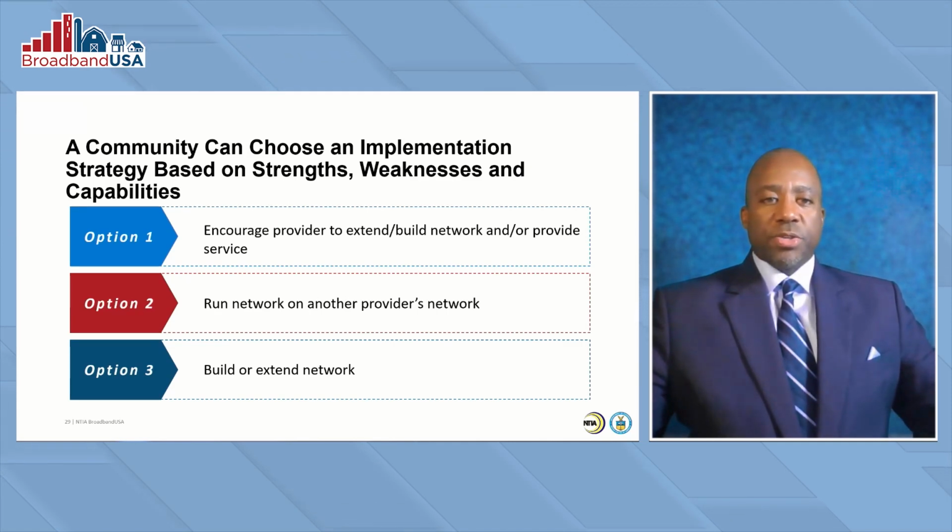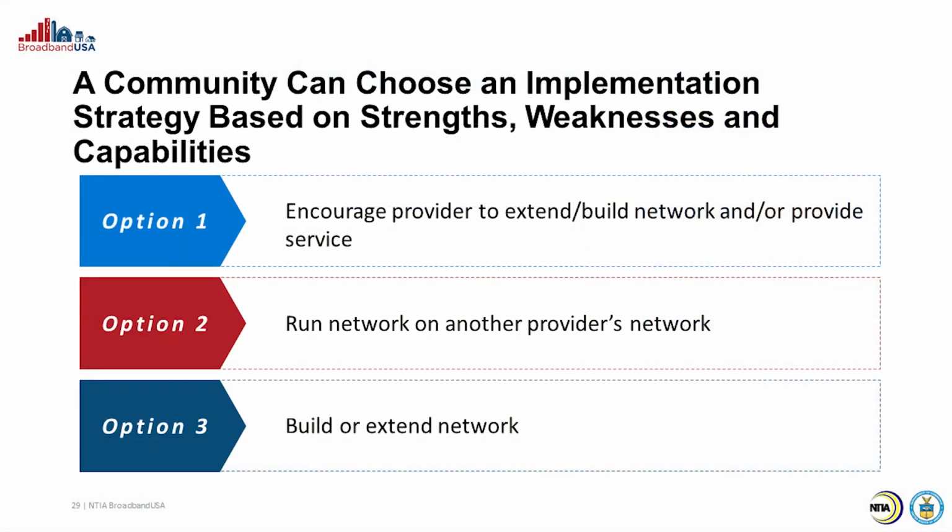So the community can choose an implementation strategy based on strengths, weaknesses, and capabilities. We talked about this in the 101 overview. Number one, we can encourage a provider to extend or build a network, or to provide a service to the community area, the target communities in need. That's working with your existing service provider to expand their existing services. Or you can run a network over another provider's network.